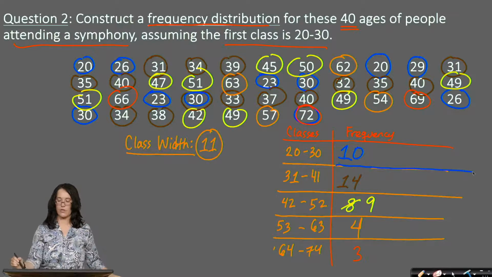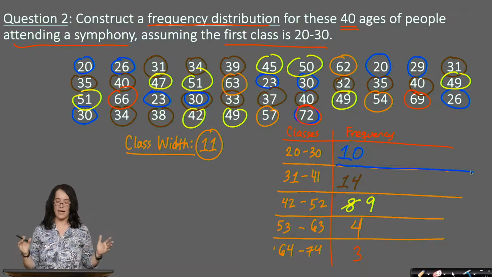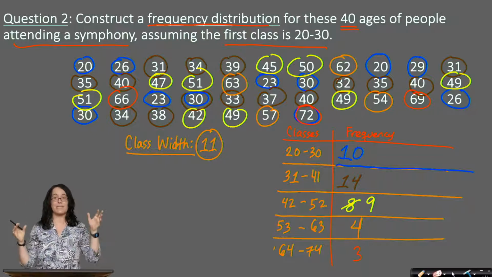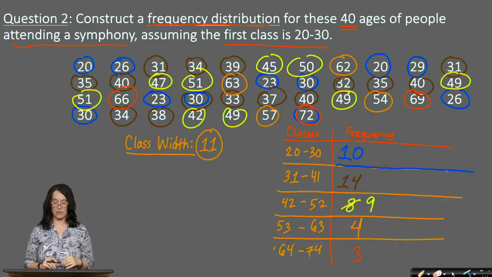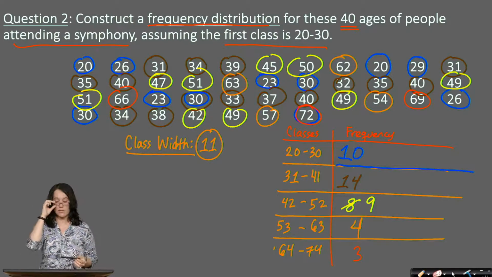All right, so when you actually calculate this, you should have, in the very end, I apologize for any confusion, 10 people who were between the ages of 20 and 30, 14 people between the ages of 31 and 41, 9 people between the ages of 42 and 52, 4 people between the ages of 53 and 63, and 3 people between the ages of 64 and 74.